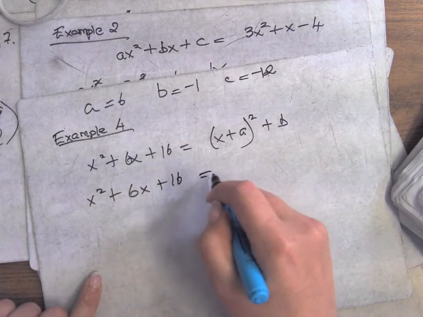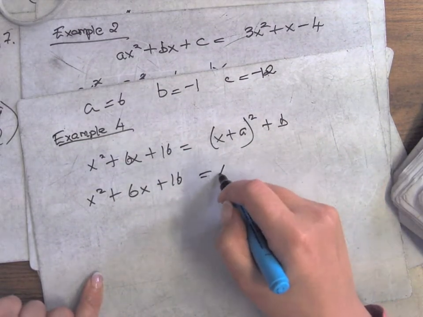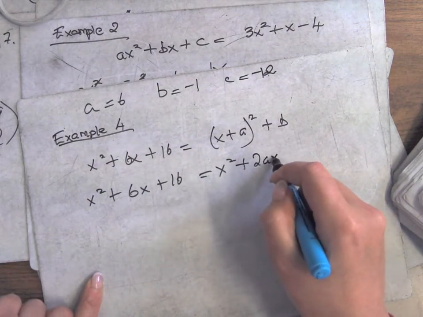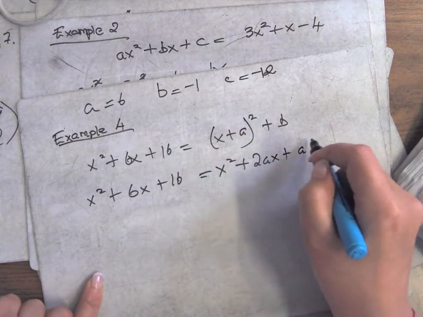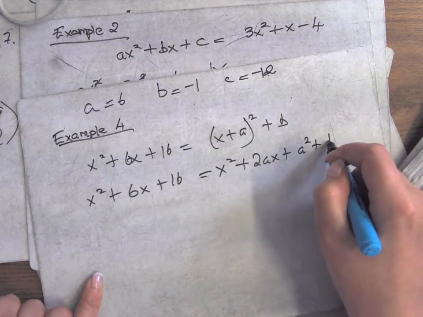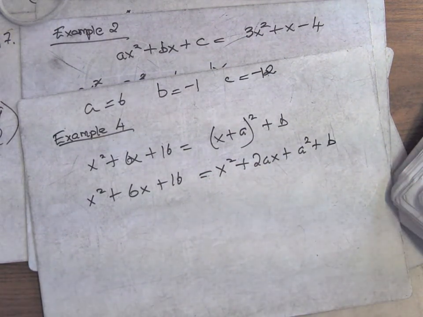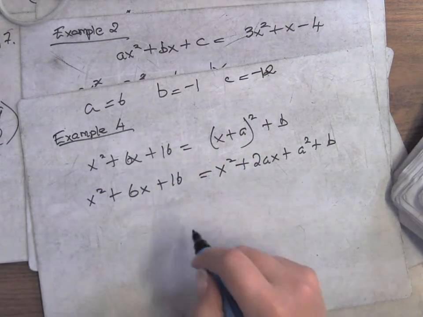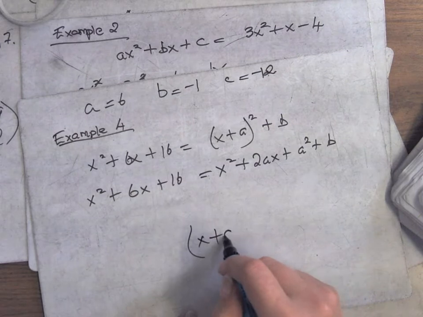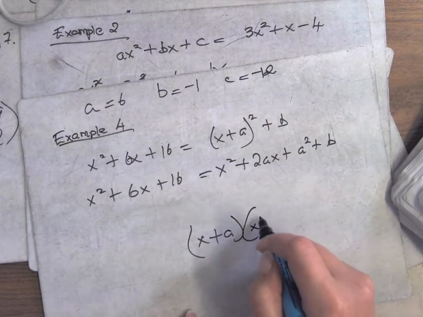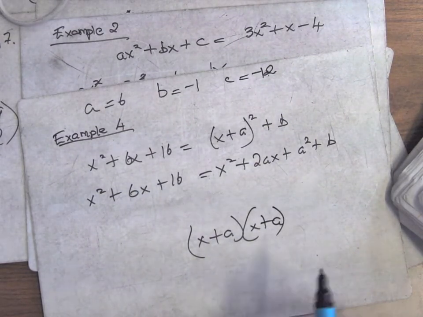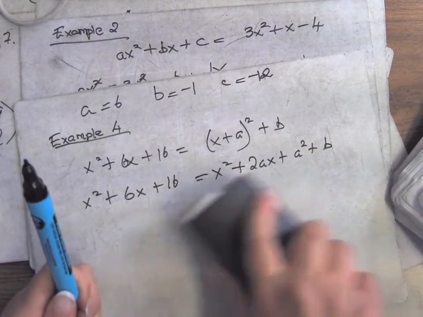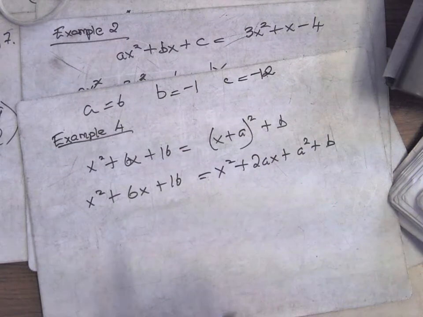Square the brackets: square the first, twice the first by the second, square the last. That gives x squared plus 2ax plus a squared, plus b. Is that okay? If you want to do x plus a multiplied by x plus a and write it out and multiply it out, that's what you'll get. Is that alright? Okay.